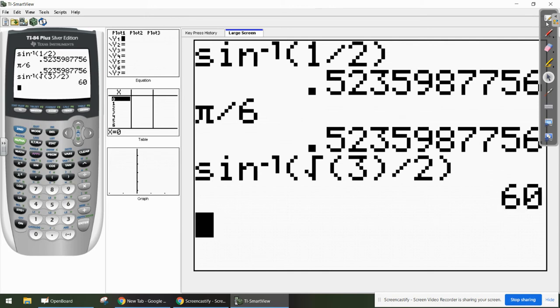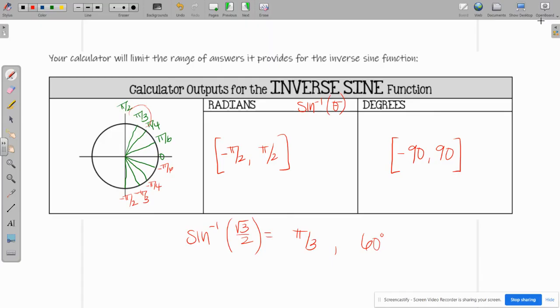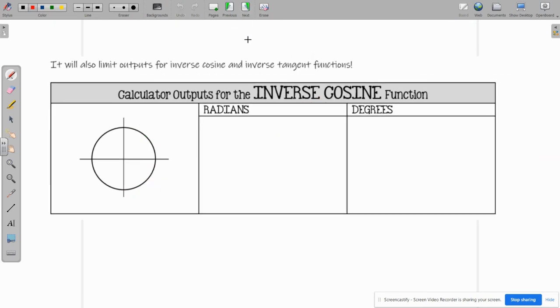That's the only answer that the calculator gives. So just like the inverse sine function has a very specific range of answers in your calculator, so does the inverse cosine function. Now in this case, in order to have all unique answers, we're talking about, since cosine is your x value, all the angles that would have unique x's.